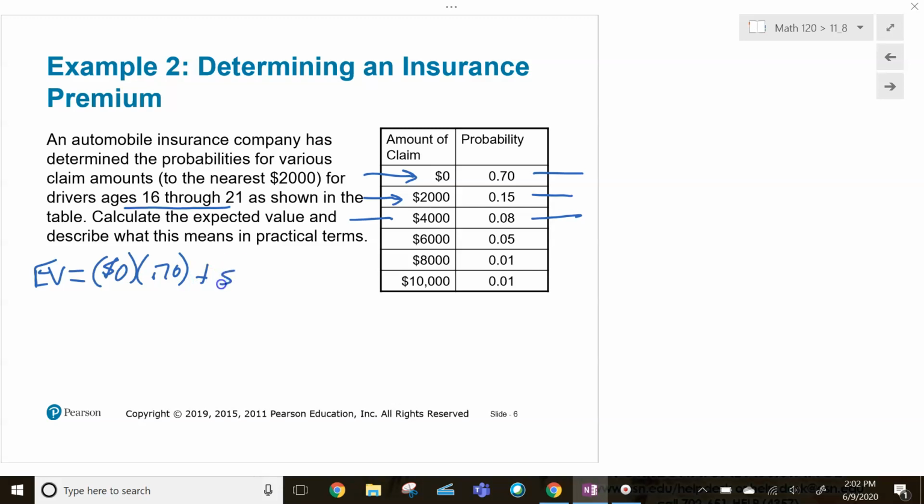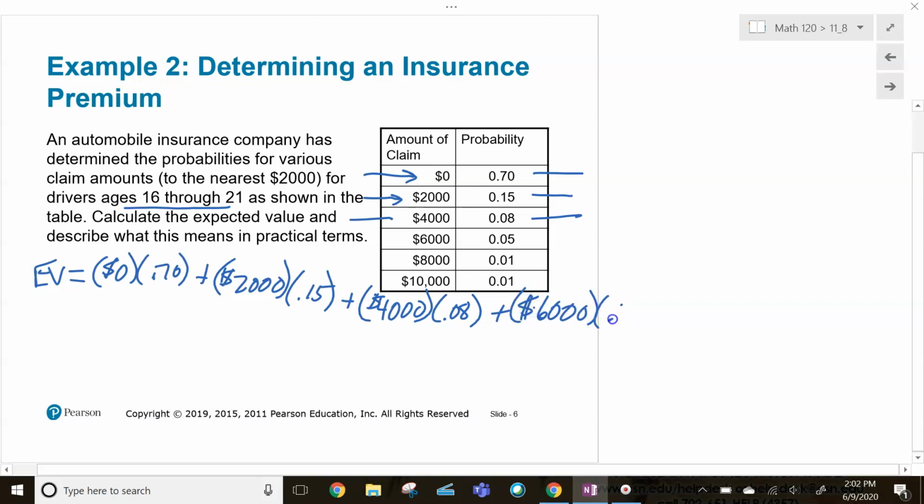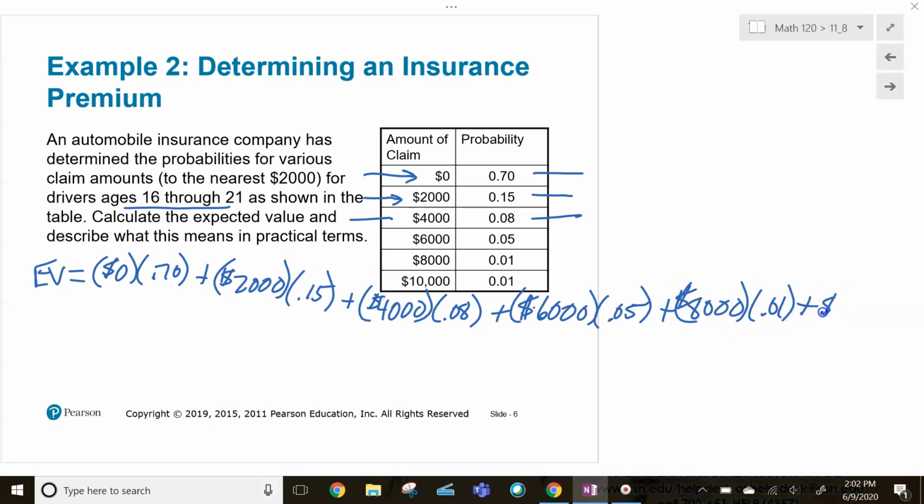Plus, the next outcome is maybe a driver in that year has a $2,000 claim. It's a 15% probability that happens. The next outcome is they have a $4,000 claim, 8% risk probability that happens in that year. You have a $6,000 claim, 5%, $8,000 claim, 1%, and a very expensive $10,000 claim, 1% as well. And then you punch this in.